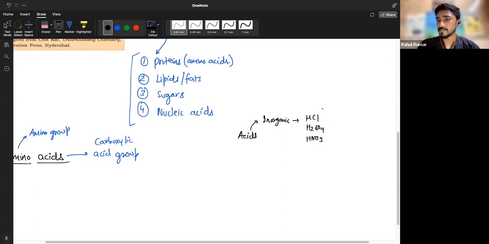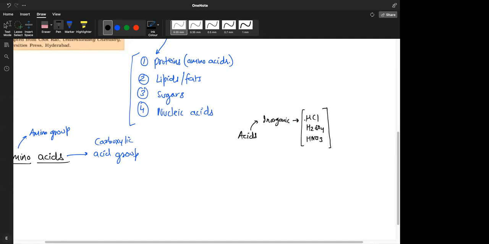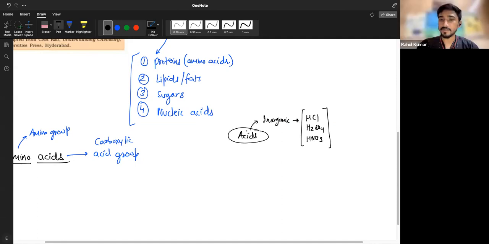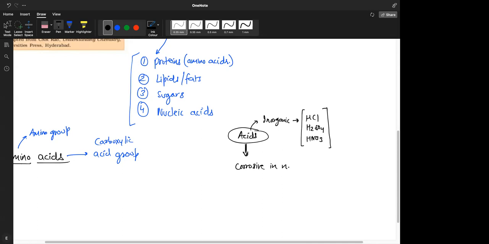Do you know about these acids? Have you studied this in your chemistry? Yes. Okay. These are, and acids in general. What are acids? Acids are corrosive in nature. Have you studied this property of them? Yes, we have. Corrosive in nature.